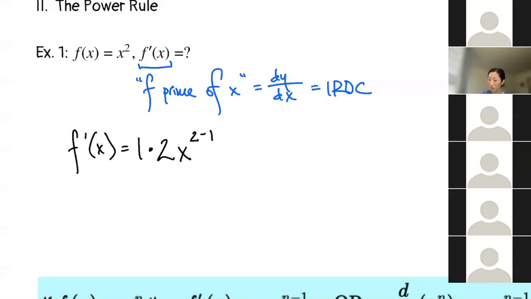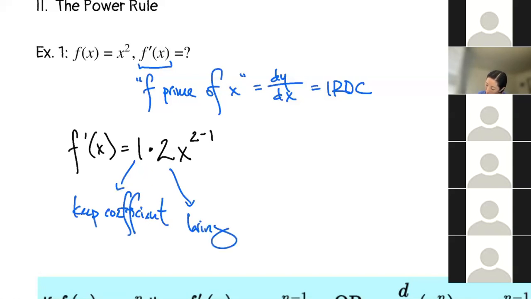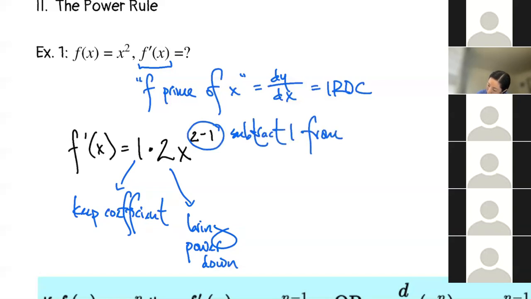Okay, so let me say that one more time. I kept the coefficient. I brought the power down, and then I subtracted 1 from the power. So if I were taking notes, I might do this. Keep coefficient, bring power down, subtract 1 from the power. Okay.